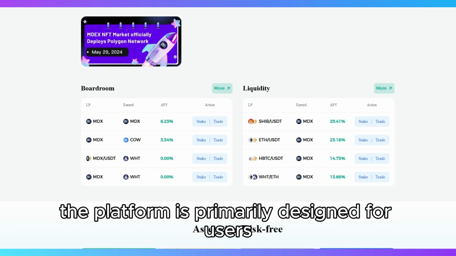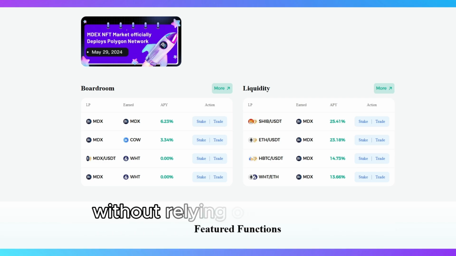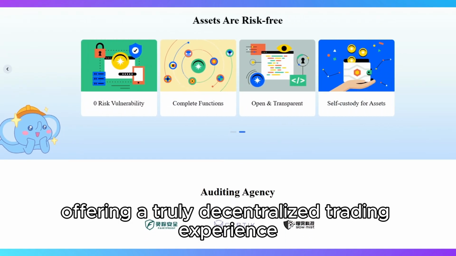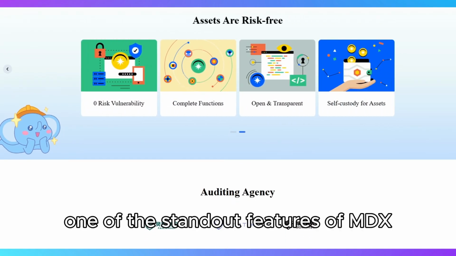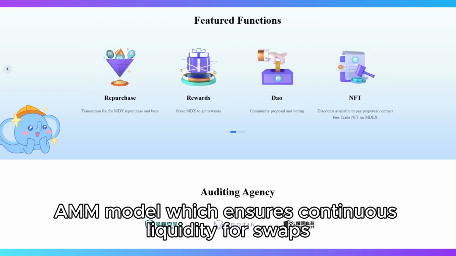The platform is primarily designed for users looking for fast, efficient token swaps without relying on centralized exchanges, offering a truly decentralized trading experience. One of the standout features of MDEX is its use of the Automated Market Maker (AMM) model, which ensures continuous liquidity for swaps.